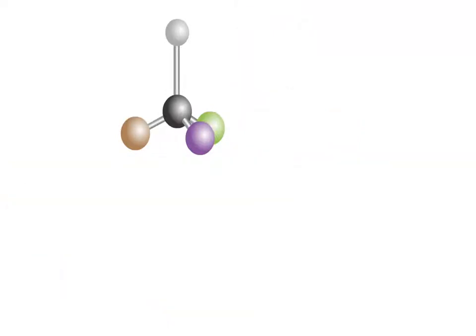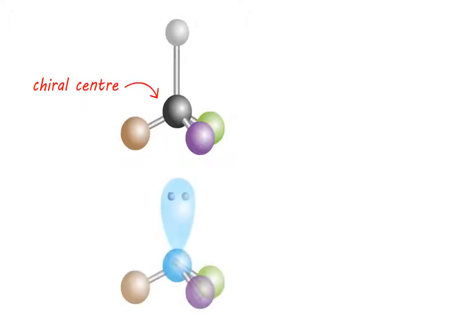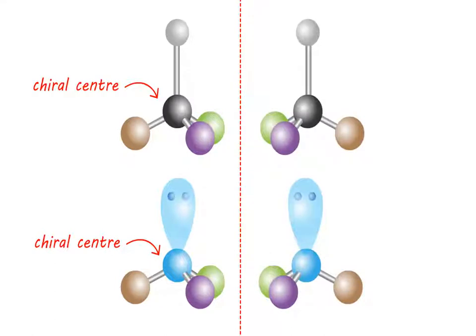Carbon atoms within a molecule with 4 different groups attached are said to be chiral centres. Nitrogen atoms with 3 different groups attached, because of the lone pair, also act as chiral centres. A molecule with a chiral centre and its mirror image are called a pair of enantiomers.